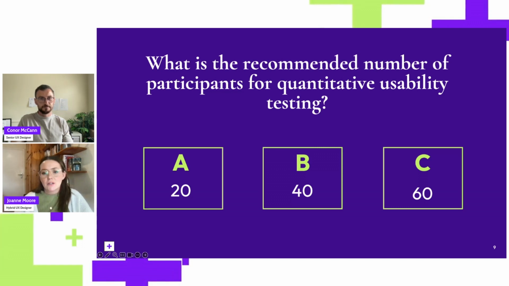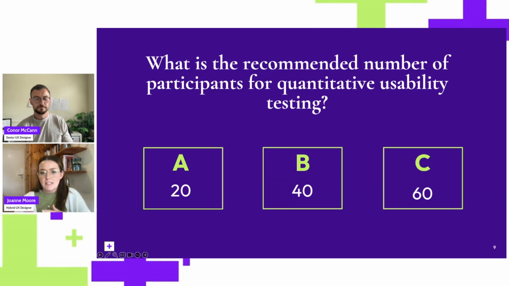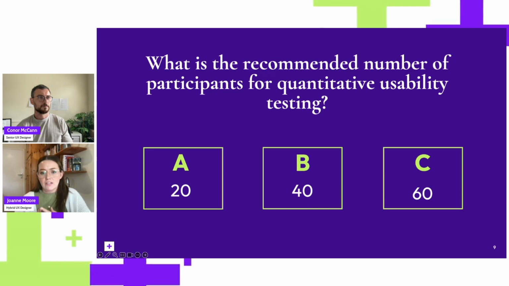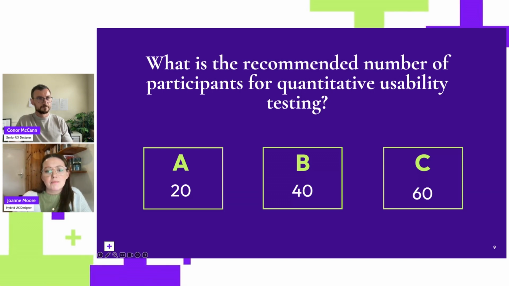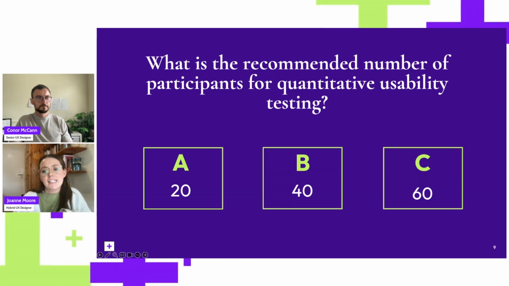So as the answers come in, I'll just say, as Connor previously discussed, quantitative metrics is basically numbers. So how many participants do we need to start to get accurate results? The test can be based on users' performance on a given task, and these are examples like task completion times, success rates, or number of errors. So get your answers into the chat there. Is it A, 20 participants, B, 40, or C, 60?